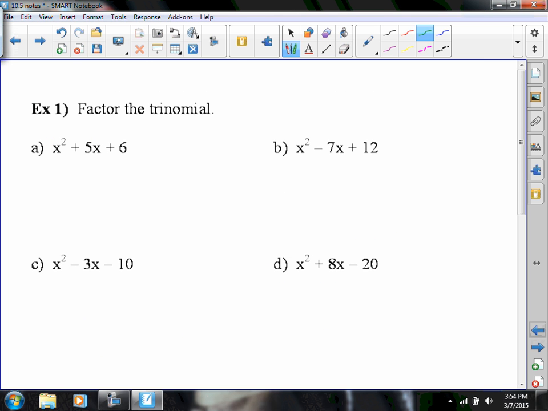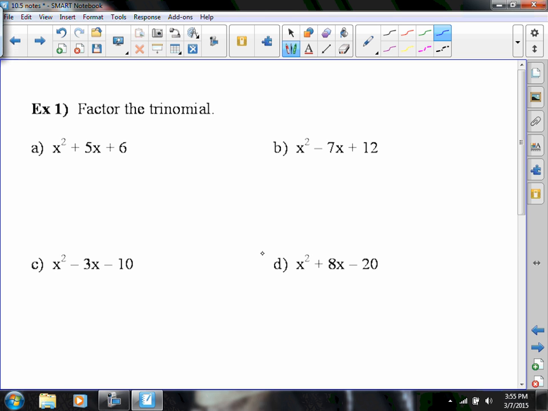Most of the time I do the guess and check, just because that's my preferred method. But at any time, if you want to see the box method or any of the other methods, the triangle and crisscross, we can show you those as well. But usually the guess and check and the box are the most preferred for students.